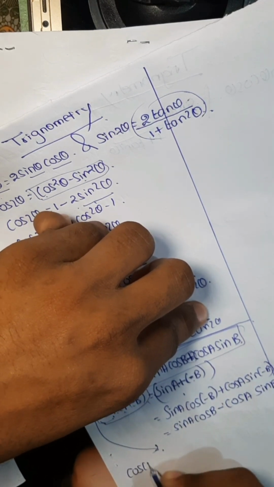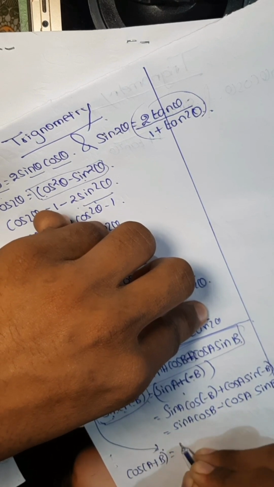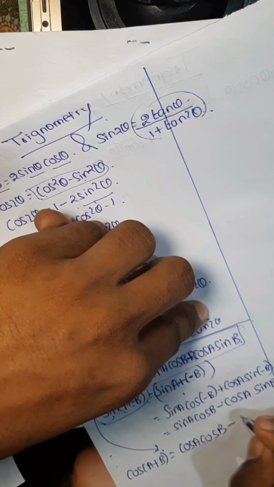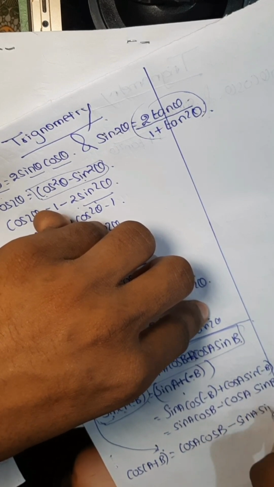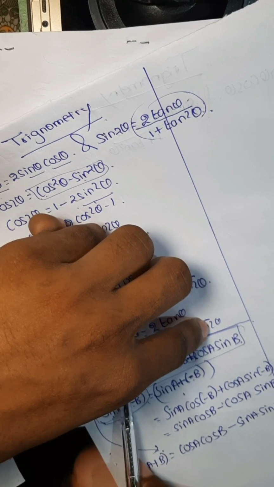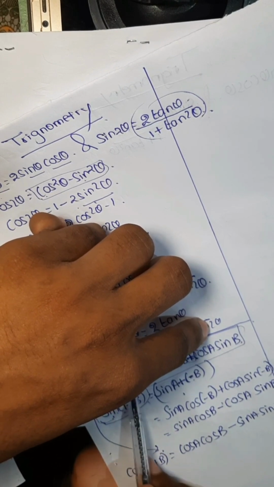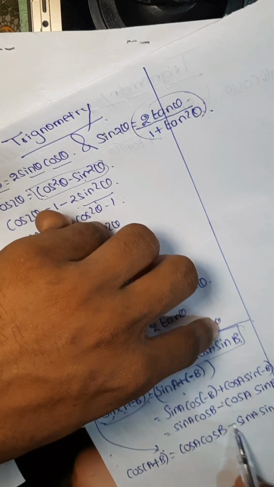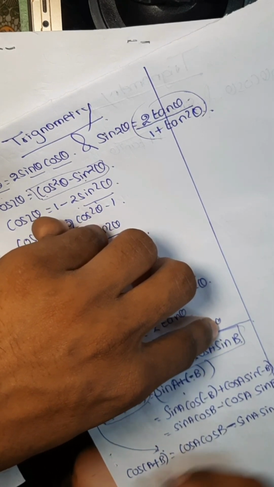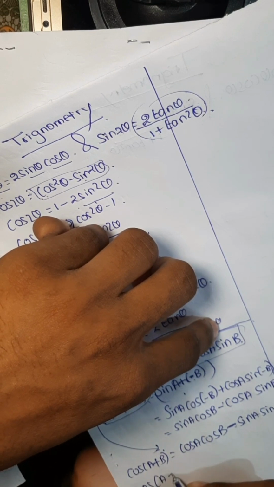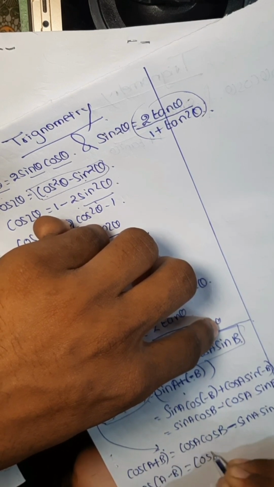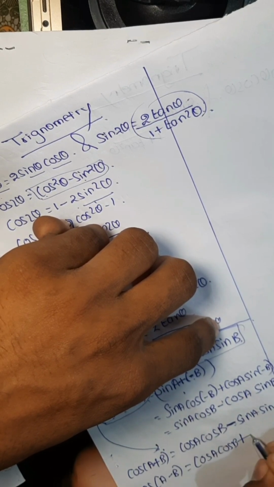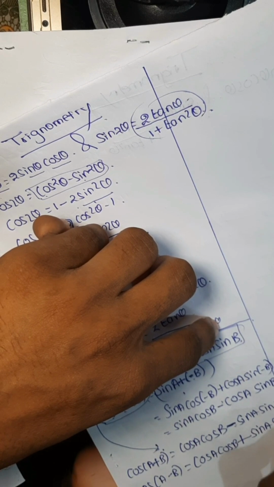Right. Cos A plus B is cos A cos B minus sin A sin B. In sin A plus B, there is a plus in the expansion, but in cos A plus B, there is a plus in the angle and a minus in the expansion. Similarly, cos A minus B is given by cos A cos B, and instead of this minus we put the plus, sin A sin B.